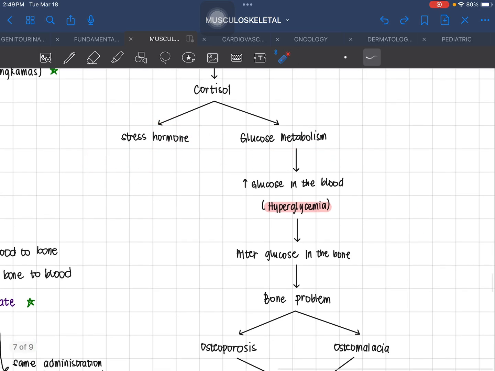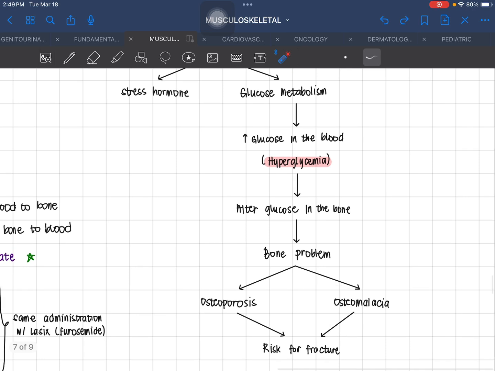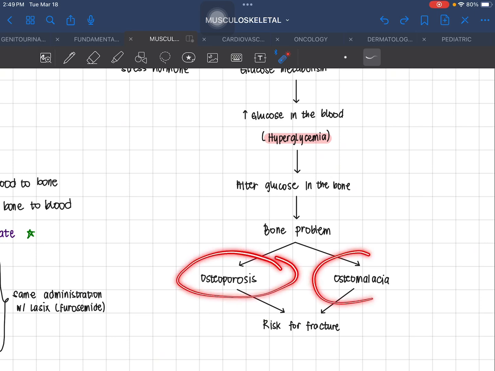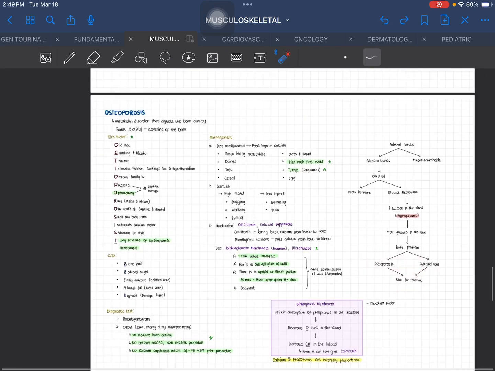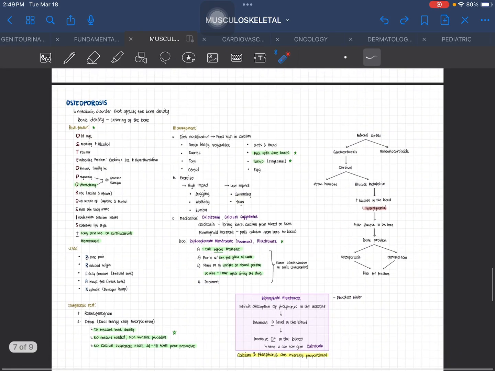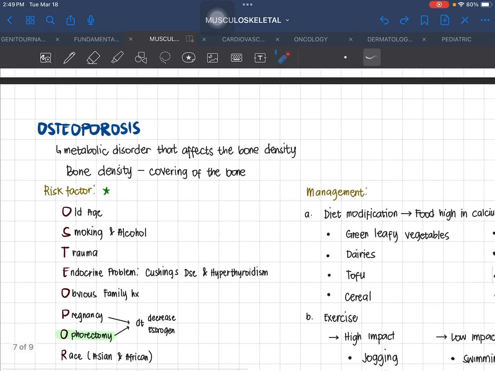So, kapag high si glucose sa blood, na-alter niya si glucose sa bone. So, magkakaroon ng bone problem. Pwede magkaroon si patient ng osteoporosis and osteomalacia. And kapag nangyari yon, magiging at risk ka for fracture. So, yun lang. Bali, ulitin natin, summarization ng osteoporosis.